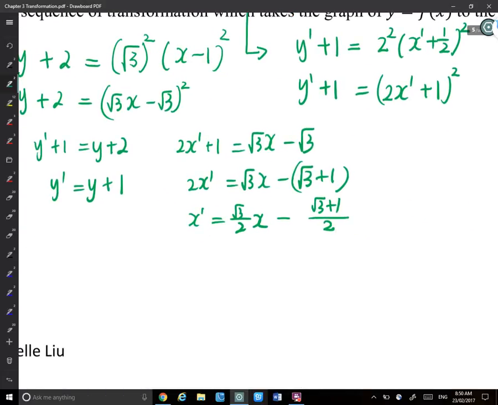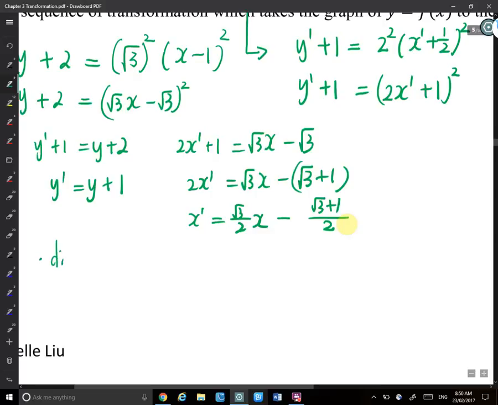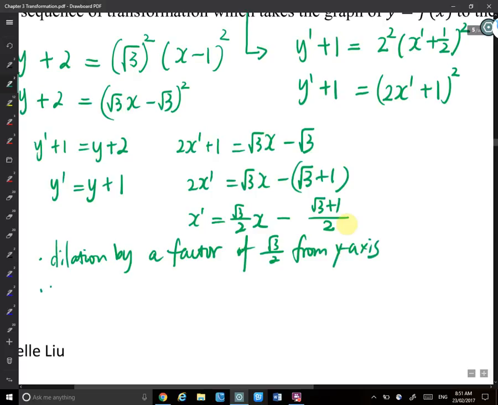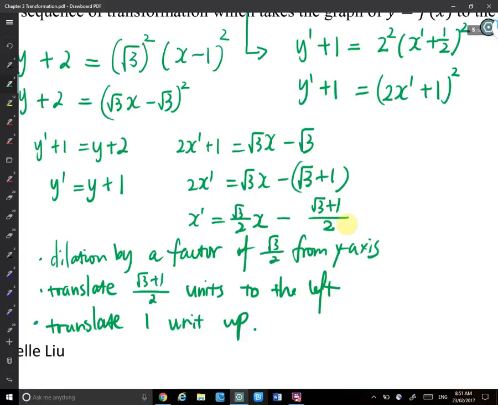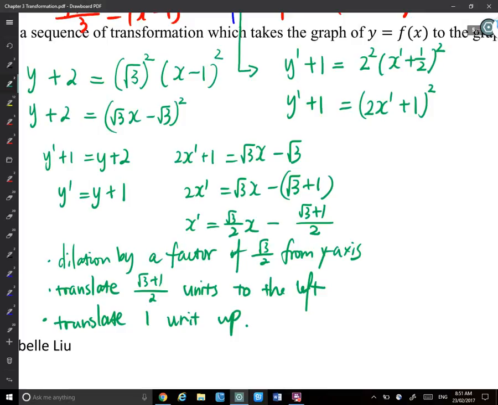So what can I do to this one? That's a dilation by a factor of root 3 over 2 from the y-axis. Translate root 3 plus 1 over 2 units to the left. And then translate 1 unit up. The factors all changed, but they will result in the same graph.